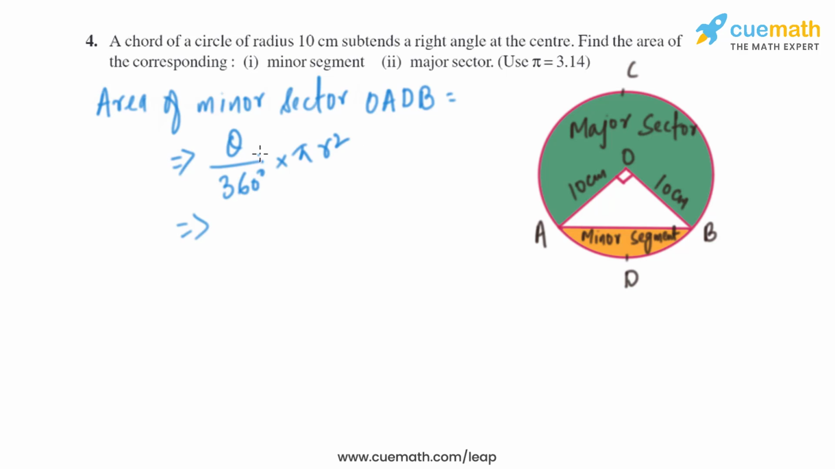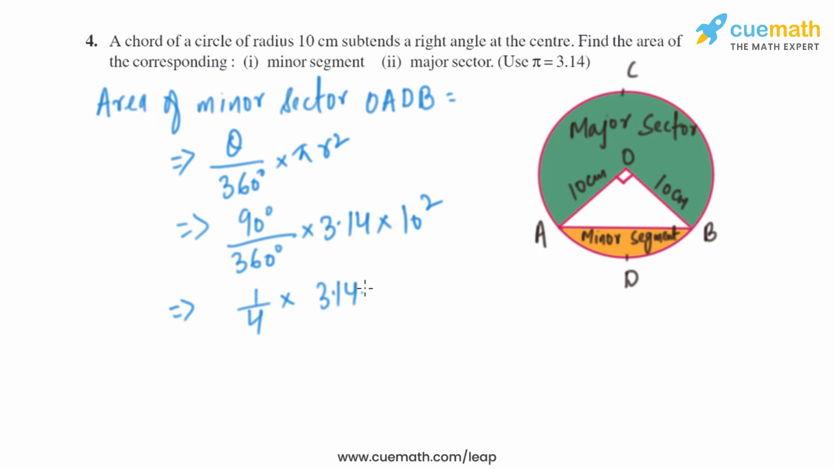So let's find the area of the minor sector, that is OADB. We know the formula to find the area of a sector, that is theta divided by 360 multiplied by pi r square. And we know that the minor sector subtends 90 degrees. So it will be 90 degrees divided by 360 degrees multiplied by the value of pi, 3.14, and radius 10 square. And on solving this, we will get 1/4 multiplied by 3.14 and multiplied by 10 and 10.